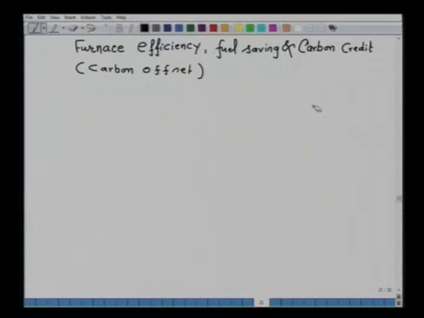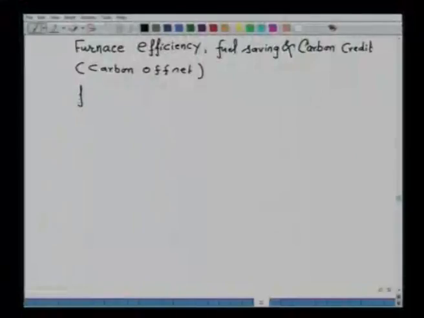In this lecture and the next lecture, I will be talking on furnace efficiency, fuel saving and carbon credit. The concept of carbon credit is also known as carbon offset and also carbon trading. Whatever I have covered in the last lectures on fuels, furnace and refractory, I will be using all the contents of the lectures to illustrate the concepts over here.